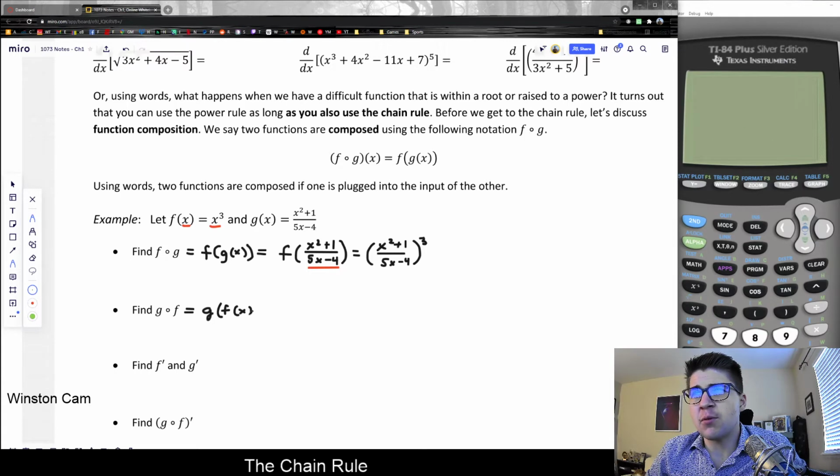So if we were to look at, well, what is g of f of x? This is actually going to be a different function. And another thing is sometimes we call function composition function chains. It's like a chain because they're chained together. And that's where the chain rule comes from in its name.